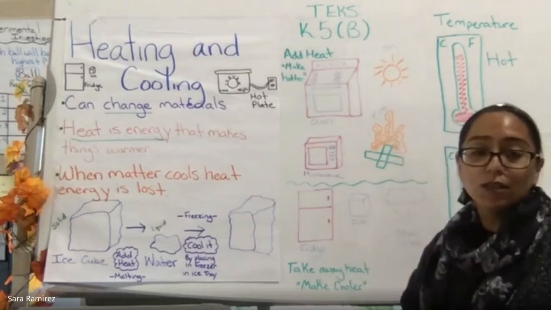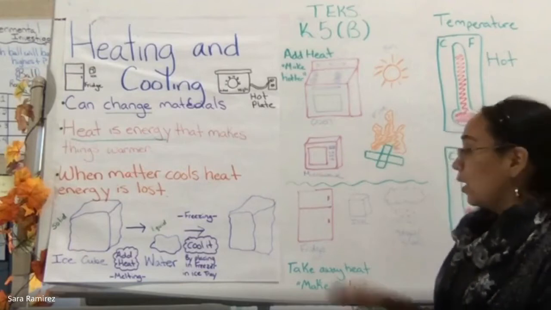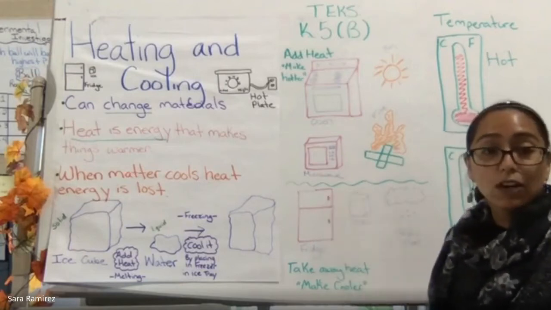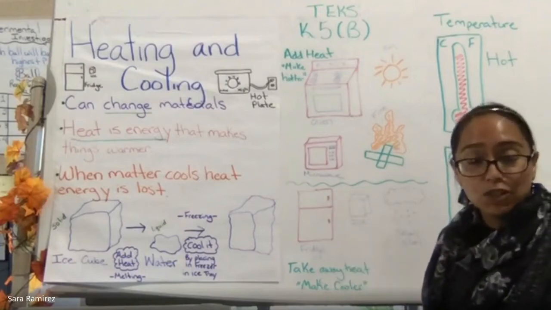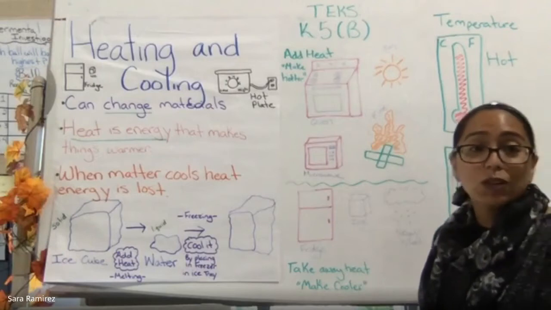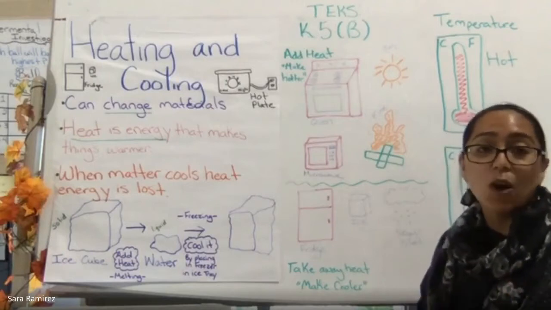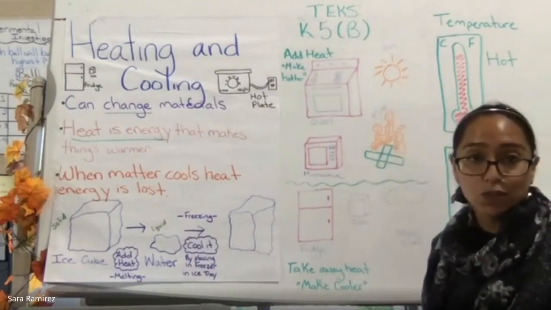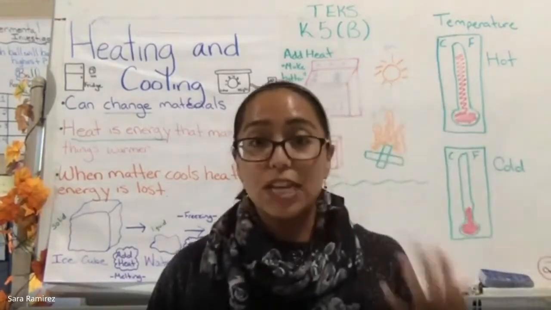Now, what if we wanted to do the opposite? What if we wanted to remove heat and make things cooler? Well, we could put things in a cold refrigerator or freezer. If we wanted to make our drink cooler, we could add ice. But also our air temperature changes during the season. So during the winter time, we have a cooler air temperature. We might see snow or ice, while during the summertime, we have a hotter air temperature. So let's look at an example of how temperature changes materials.